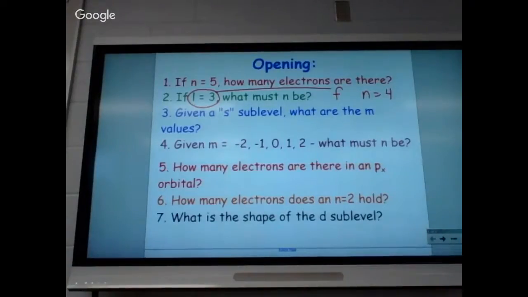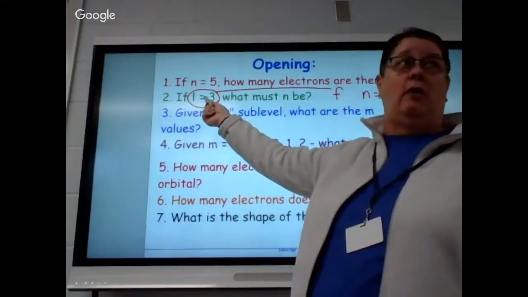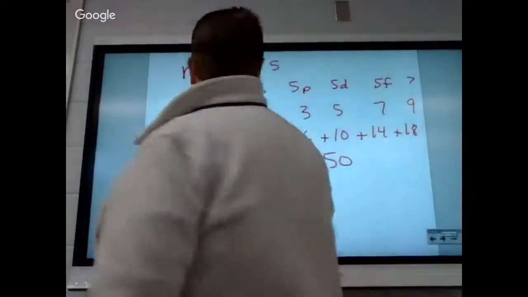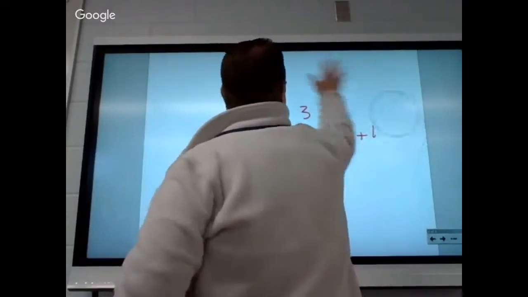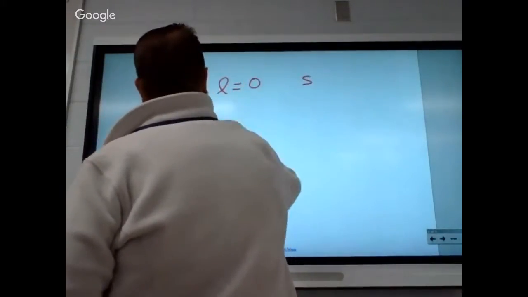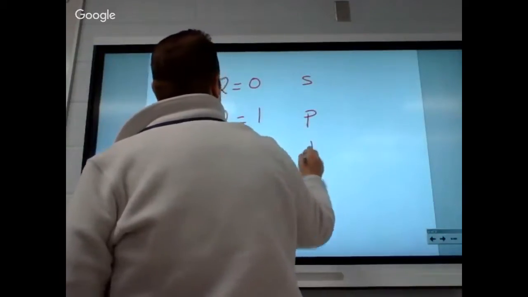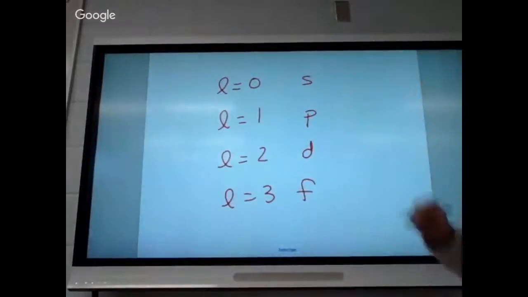Does that make sense? Yes, no? You have to know that L equals 3 is talking about an F sublevel. If you don't know that's F, you're sunk. Let me try that again. L equals 0 is S, L equals 1 is P, L equals 2 is D, and L equals 3 is F. You've got to know that.